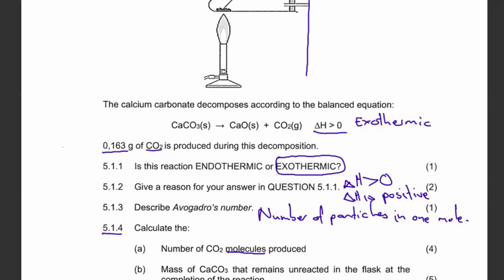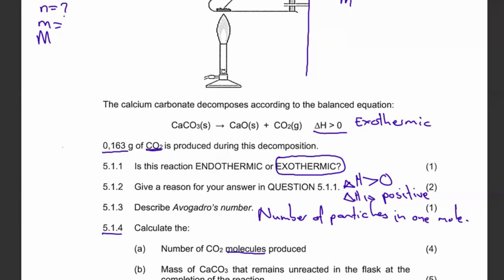N is equivalent to m over molar mass. That's where we're going to start, because we're looking for the number of moles. So the data is like this. That's what we are given: n is the unknown, then the mass and the molar mass. The mass that we're given is 0.163 of carbon dioxide.